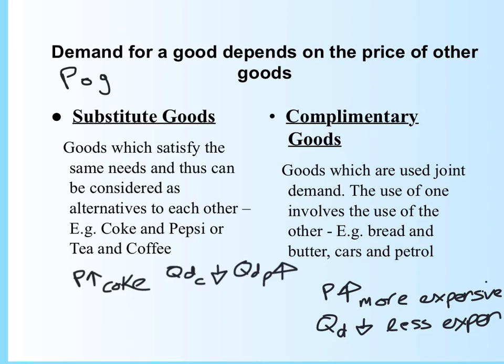Okay, so it really depends on the more expensive good, and if the price of that more expensive good goes up, then the quantity demanded will fall.